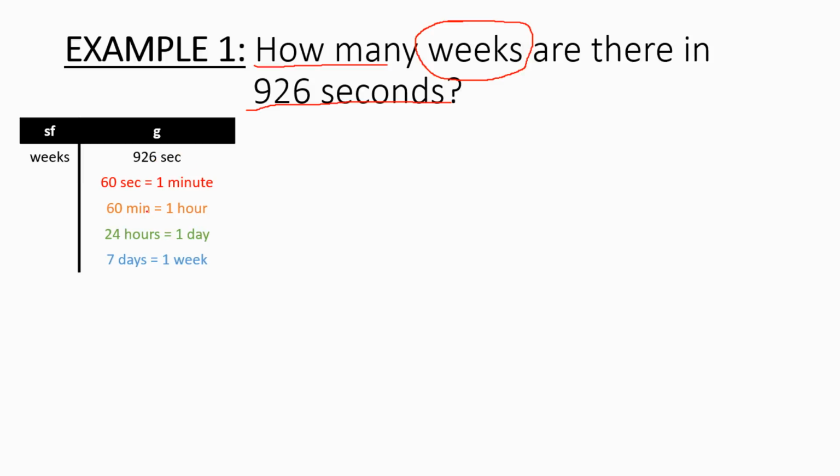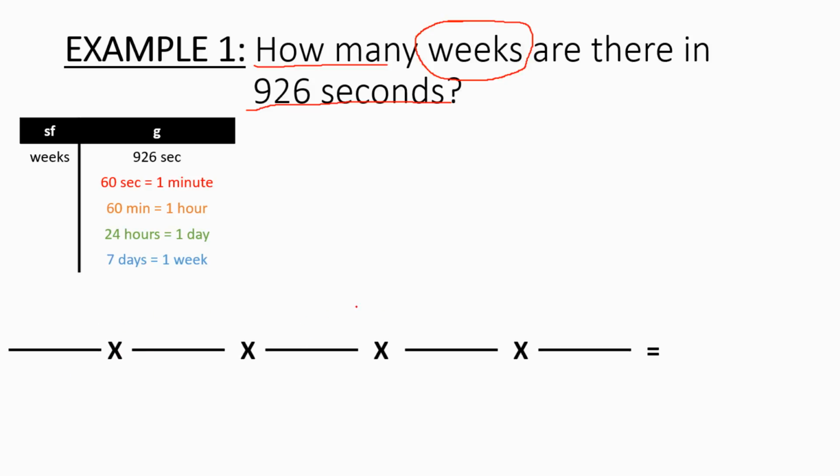I have 1, 2, 3, 4, 5 givens, which means I'm going to set up 1, 2, 3, 4, 5 boxes. And I know that that first box is always going to be my initial given. So I'm going to put my 926 seconds in that first box, which means I cannot use this again. Now remember, dimensional analysis is all about canceling out units. So since I have seconds here, I want to find something that has seconds to put in the bottom of the second box to cancel out. And the only place I see seconds is right here, this red one. 60 seconds equals 1 minute. So my 60 seconds is going to go on the bottom, which means the other half, or the 1 minute, has to go on the top.